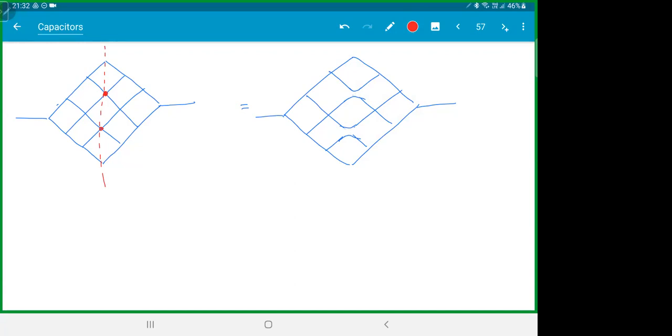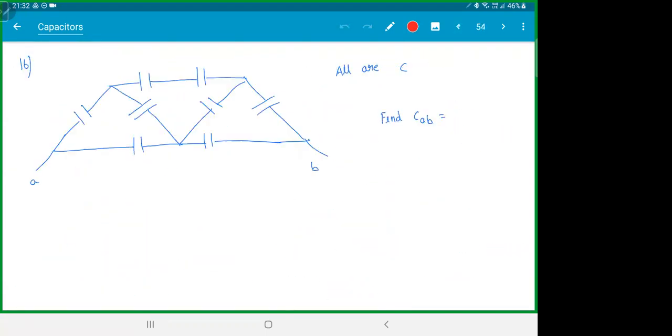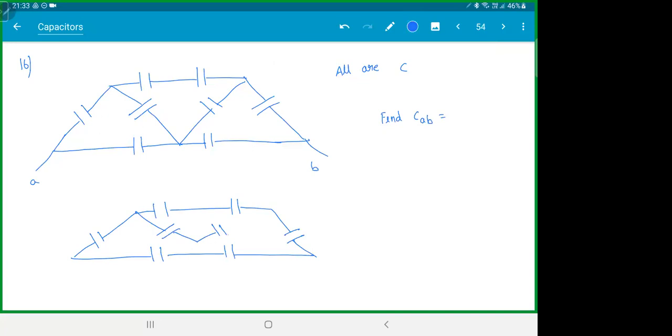Have a look at this example. So you can just open up anything like this. So once you do this, your life actually becomes easy in this problem. You can open up this node. This circuit simply becomes this way. How much is this? That is C by 3. And this is C by 2. So C_AB is 5C by 6. Easy?